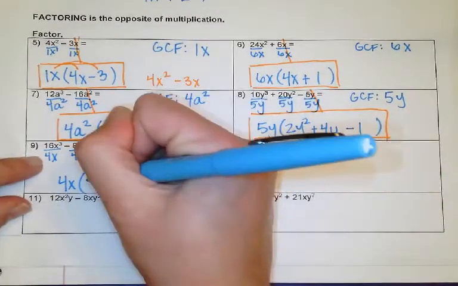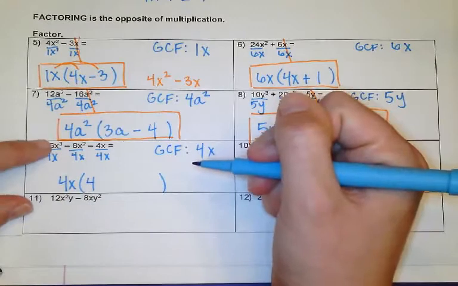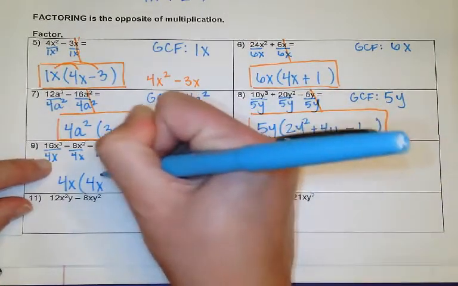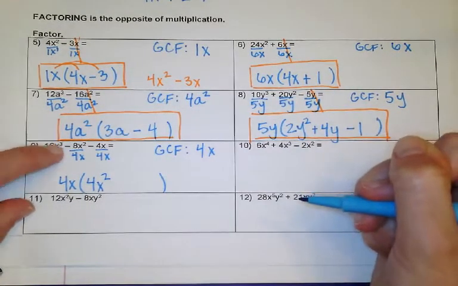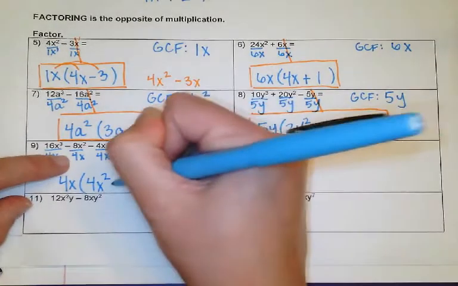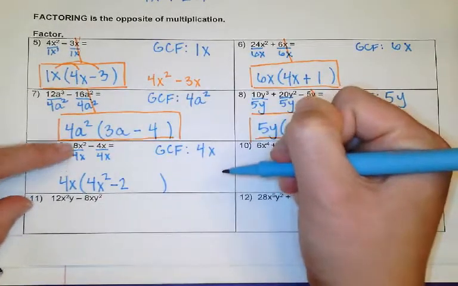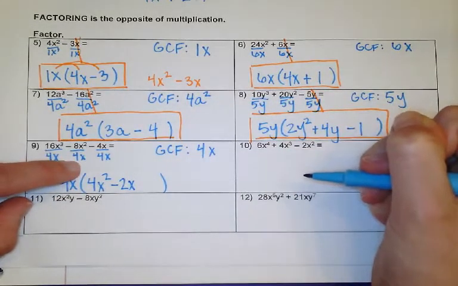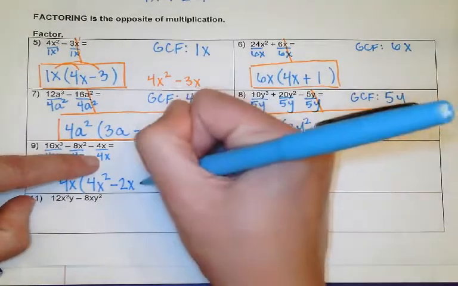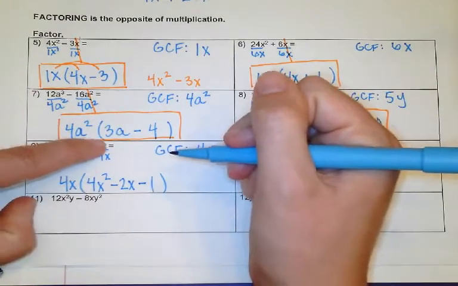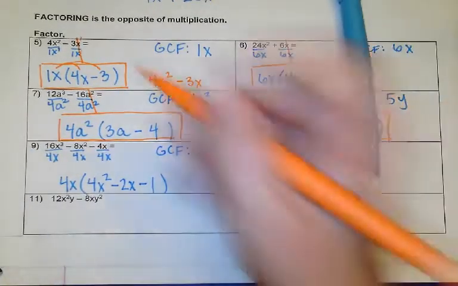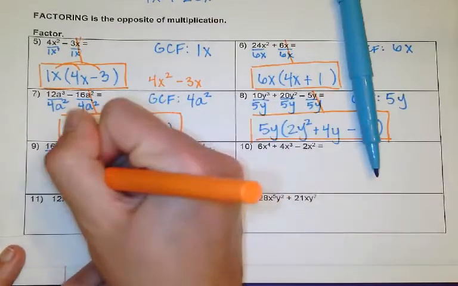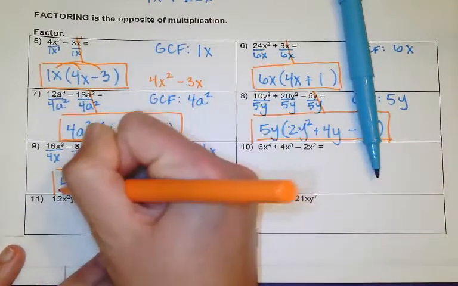16 divided by 4 is 4. There were 3, I took 1 out, so now it's just squared. Negative 8 divided by 4 is negative 2. There were 2 x's, I took 1 out, 1 left. Negative 4 divided by 4 is negative 1. There was an x, but I divided it out. So it cancels, and here's my final answer.